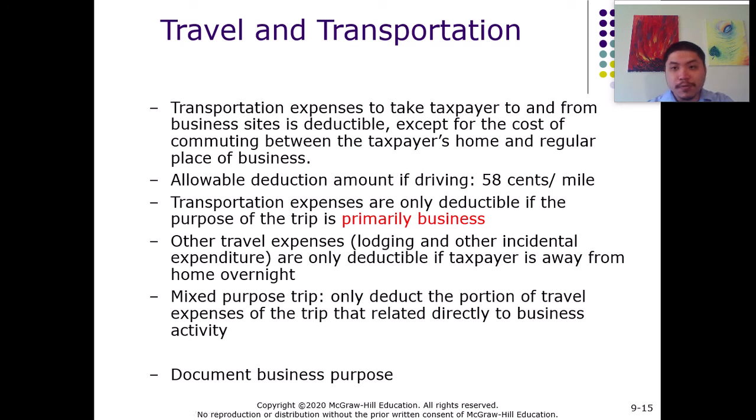the business purpose, has to document the proof that I'm going there to conduct business, not to do my own personal kind of activities. So again, taxpayers have to make sure that they have some proof that the traveling is for business purposes, not for personal purposes, right?